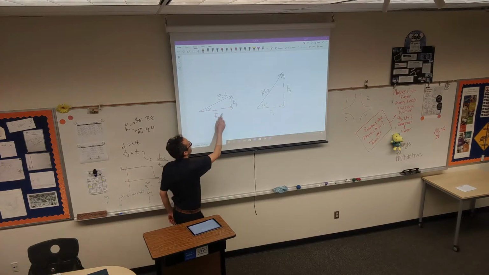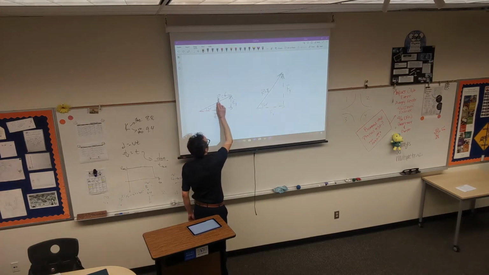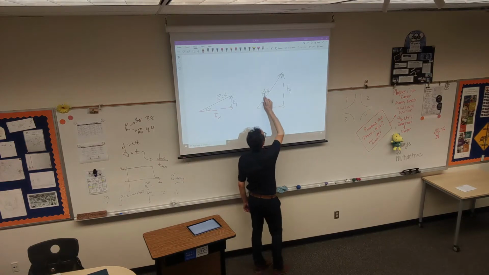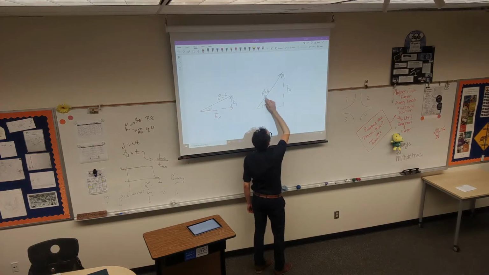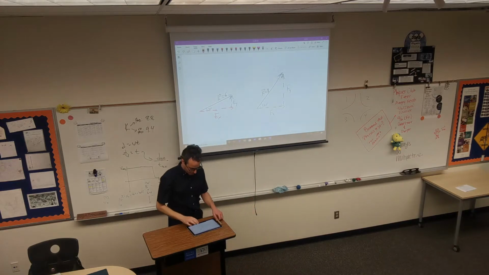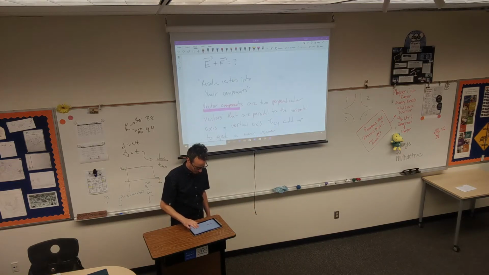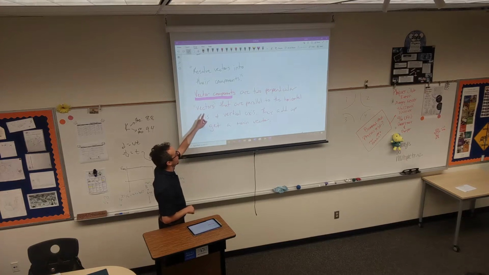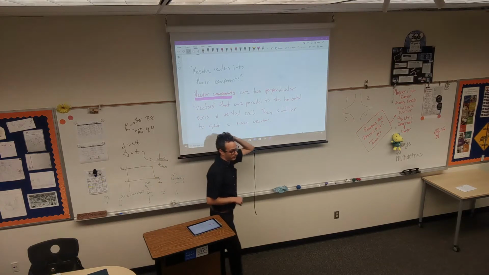So these are components. This is the x component of vector E. This is the y component of vector E. And this is the x component of vector F. This is the y component of vector F. So I'm going to go over this definition here. What I did just now is I resolved those vectors into their components.